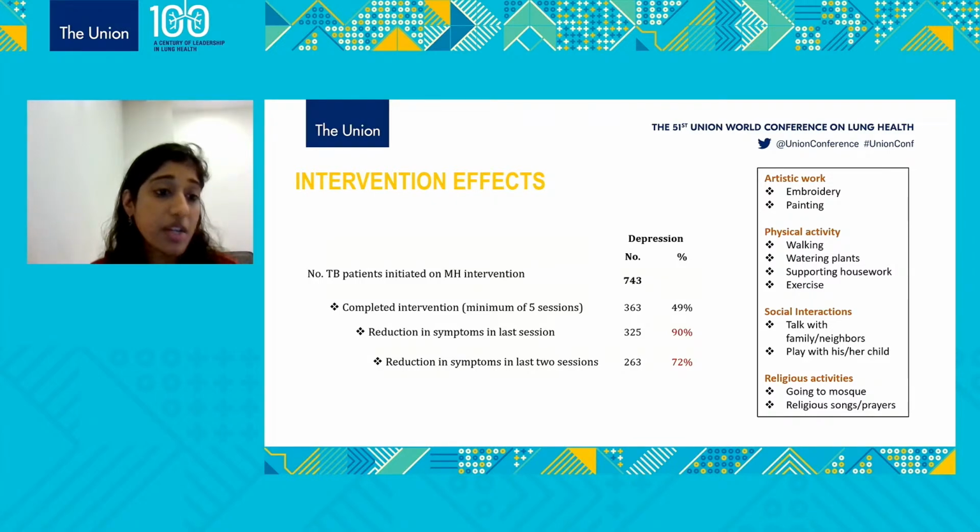So after administering the protocol, after optimizing the intervention trainings, we did examine one cohort of patients more closely to look at the intervention effects and measure improvement in mental health. So we looked at a cohort of about 363 patients who actually completed the intervention, which is a minimum of 5 sessions. About 90% of those patients expressed a reduction in symptoms as per adapted screening tools. And then 72% of them had a reduction in symptoms in the last 2 consecutive sessions.